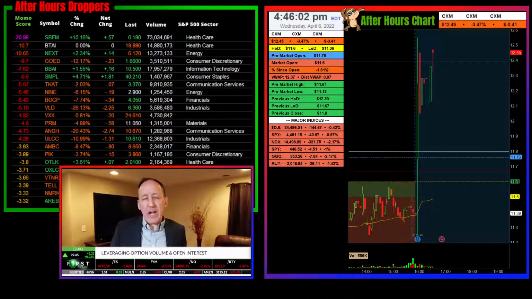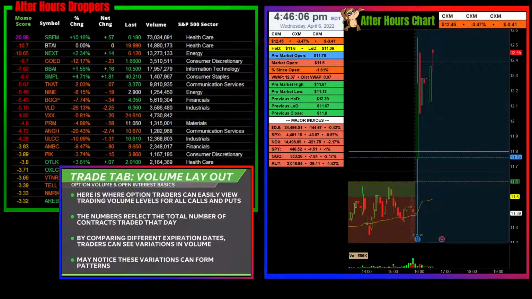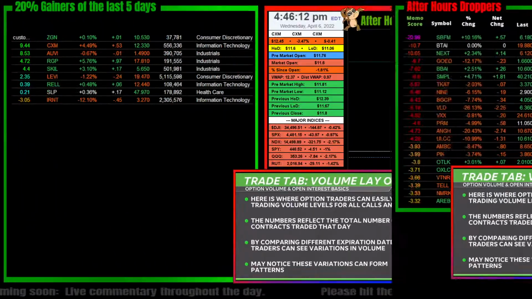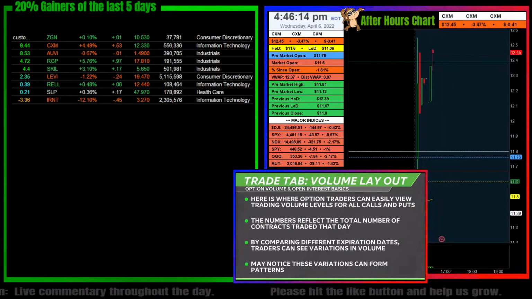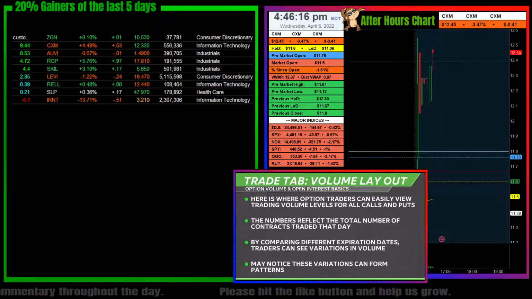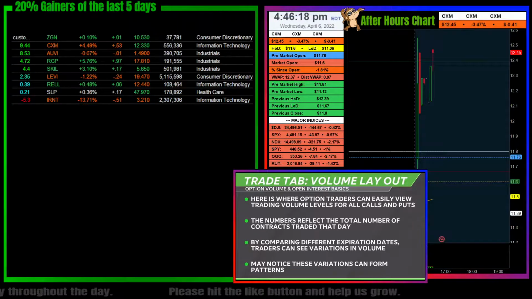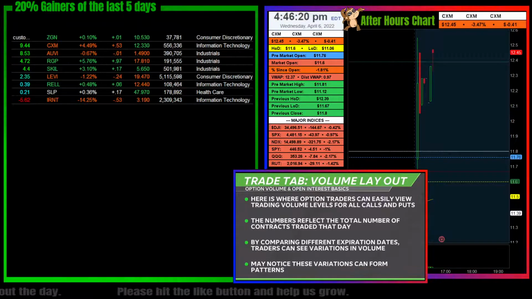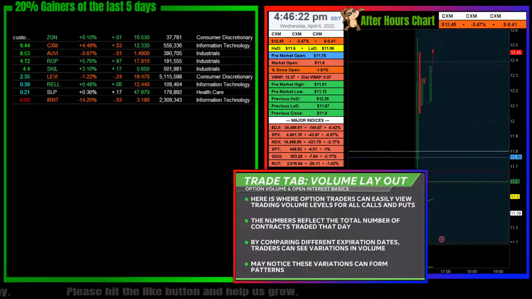And so by comparing different expiration dates, traders can see variations in volume. In addition, they may notice that these variations can form patterns. These may include short-term versus long-term options, as well as weekly versus standard expiration dates, Scott.